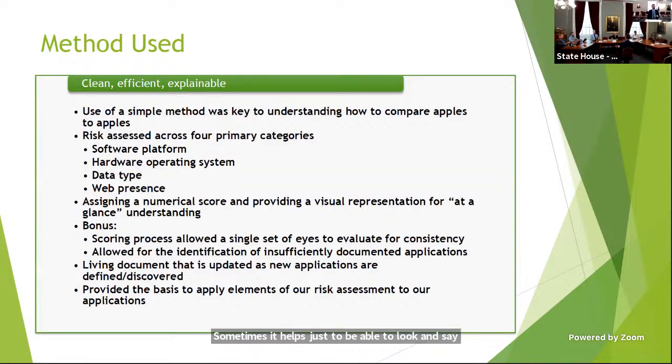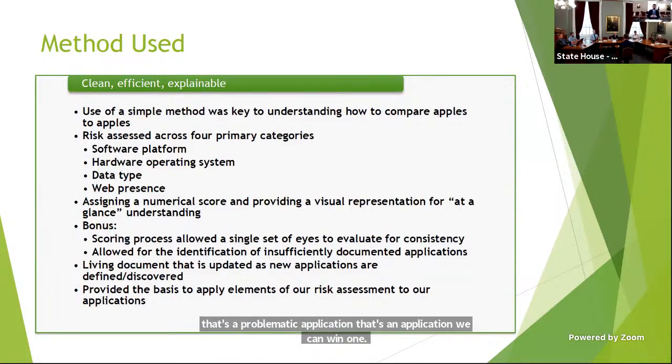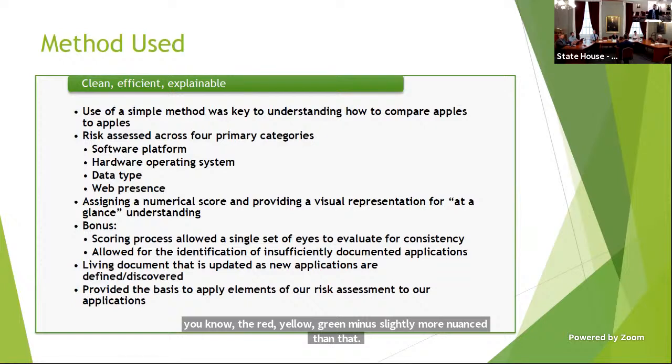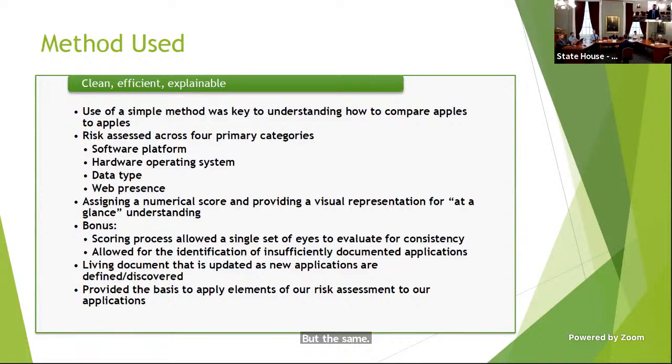That's an application we can wait on, right? So that's really where I was trying to get down to. We do assign a numerical score. I color code those in a very recognizable heat map, from red, yellow, green, minus slightly more nuanced than that. But the same, a hot color down to a cool color, to allow people to identify quickly and visually what the risk is.